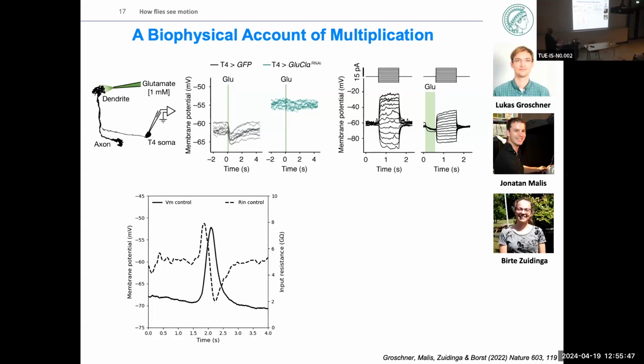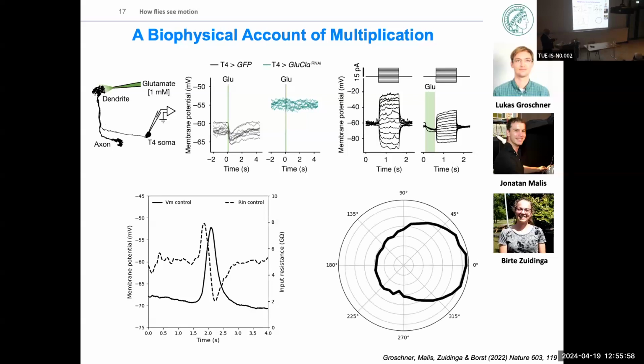The last question is, how does the directional tuning change in the T4 cells with and without this GluClα receptor? That's the polar plot of the directional tuning of a healthy T4 cell before Lukas, Jonathan, and Birte take out the GluClα receptor by RNAi. And you see it's way more roundish. So it really contributes to the directional tuning of the T4 and the T5 cells.